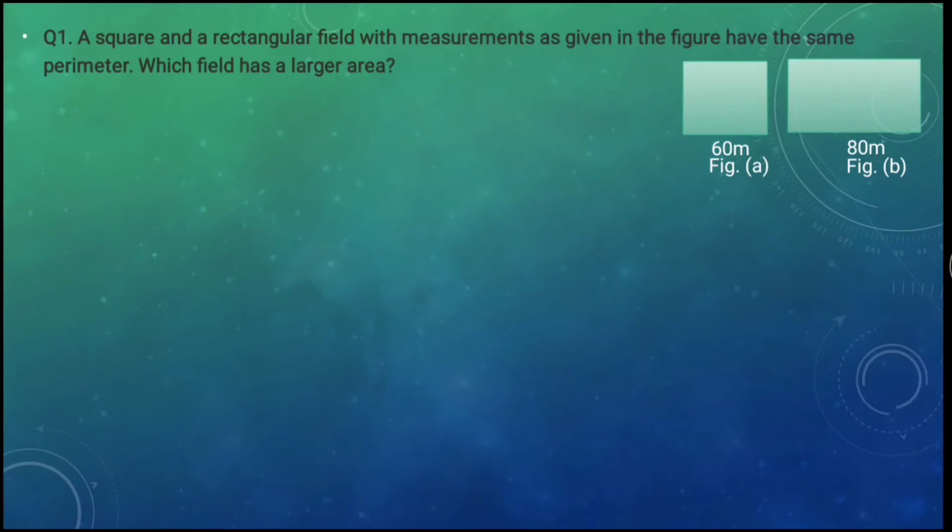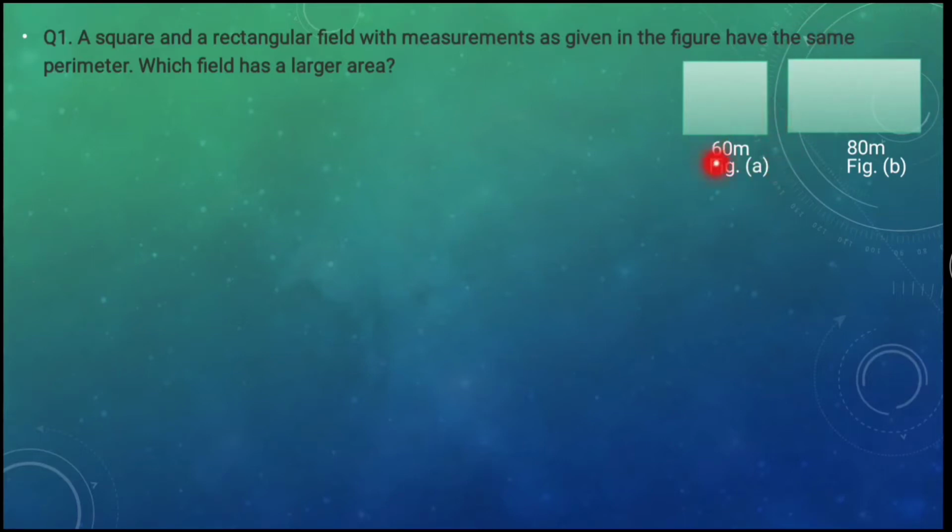Now let's do question number 1. Here the question is, a square and a rectangular field with measurements as given in the figure have the same perimeter. Which field has a larger area? Students, here we have two fields. One is in square shape and the other is in rectangular shape, right?